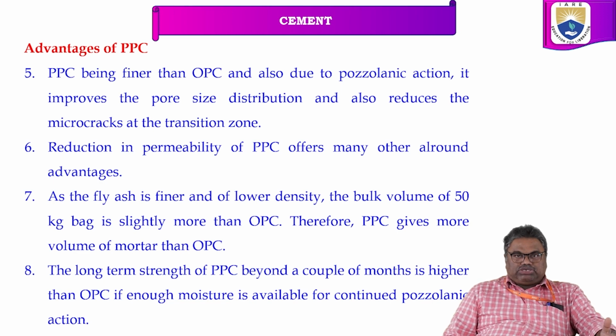As the fly ash is finer and of lower density, the bulk volume of a 50 kg bag is slightly more than that of OPC. So the weight of PPC for a 50 kg bag is slightly more than OPC. Therefore, PPC gives more volume of mortar than OPC.